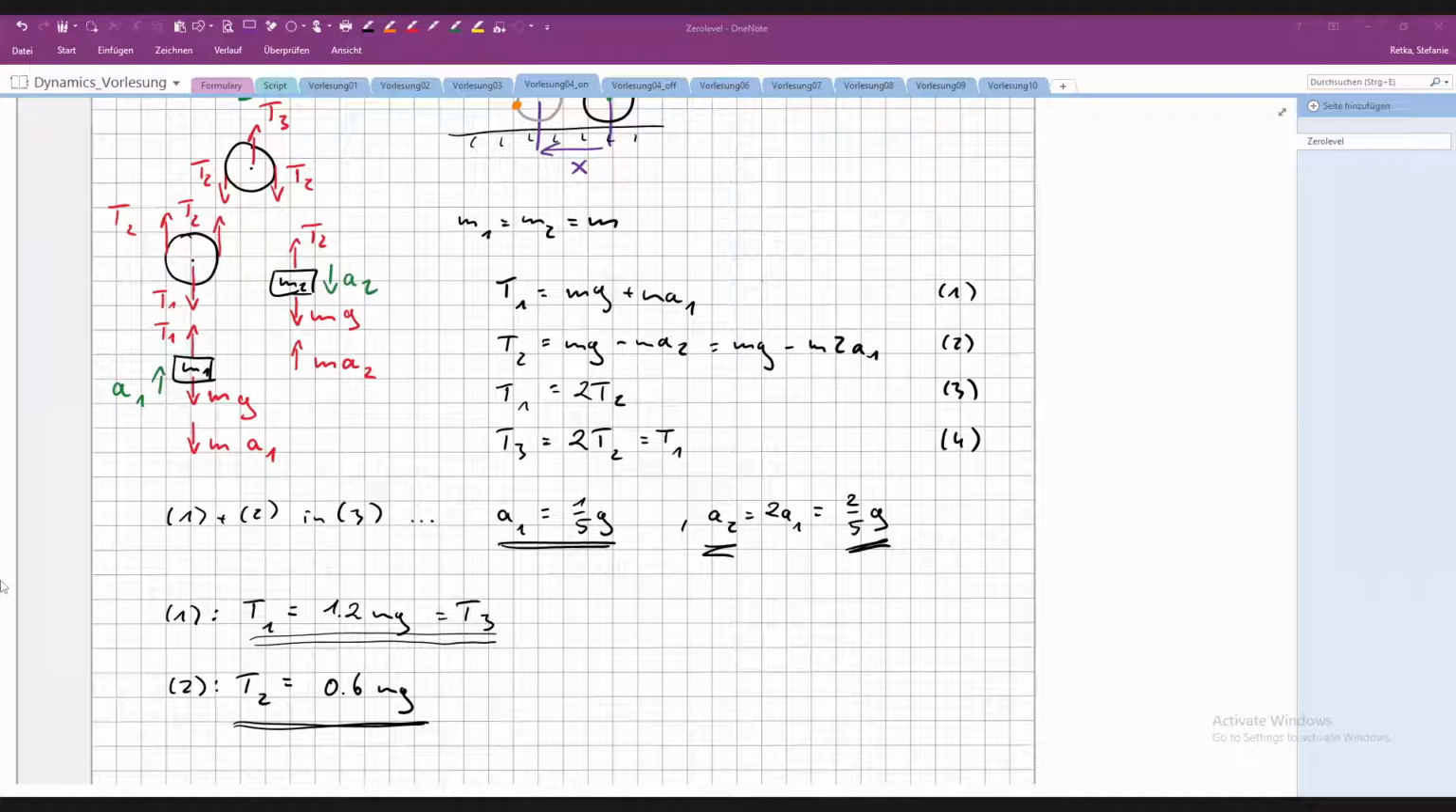We can substitute the kinematic condition and then solve for the acceleration A1. And once we have that acceleration, we use the kinematic condition to obtain the acceleration A2. And knowing the acceleration, we can go back to our equations 1 and 2 and solve for the tensions. So tension in rows 1 and 3 should be 1.2 mg, and in row 2 should be 0.6 mg.